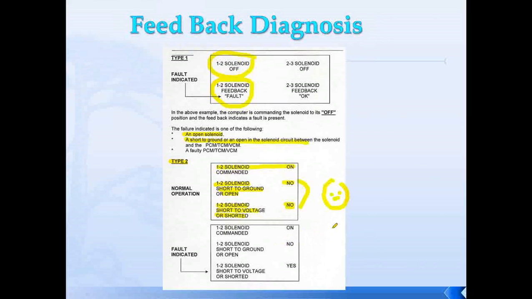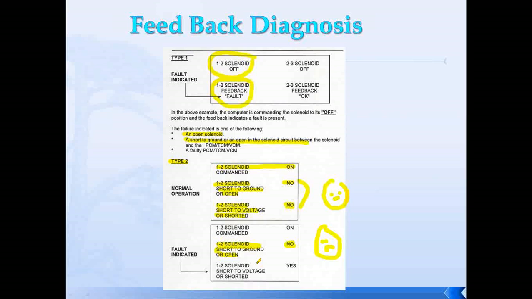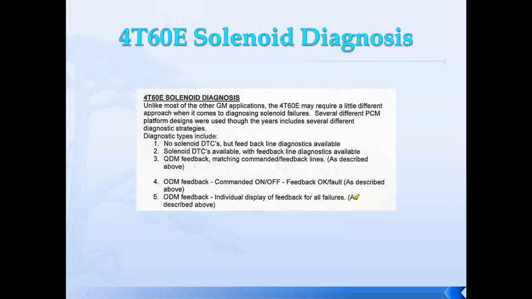Okay? When they do not read no, that's when things start going the wrong direction. So in this instance, as you can see, we've got the 1-2 solenoid commanded on, but it's showing again that the 1-2 solenoid has a short to ground. So again, when it displays no, that's when we have a problem. And that indicates to you in simple English what the problem is.